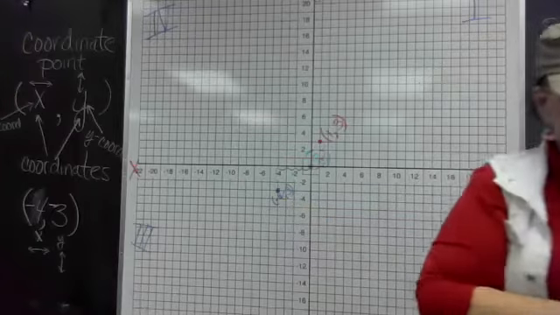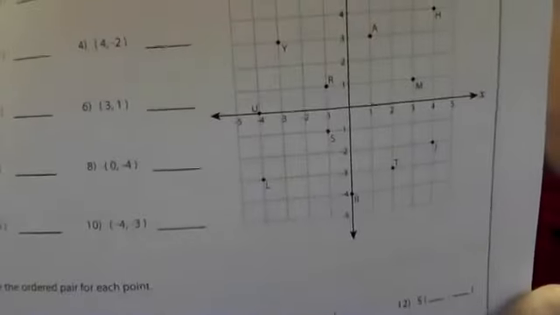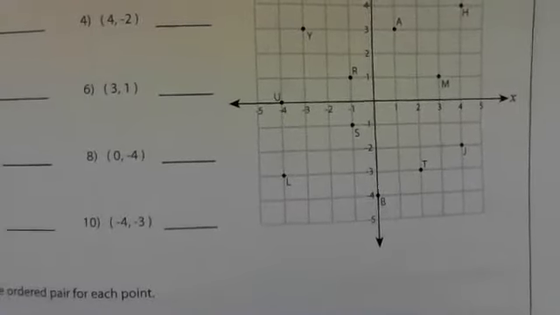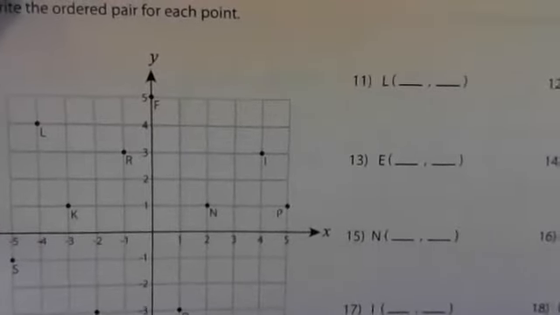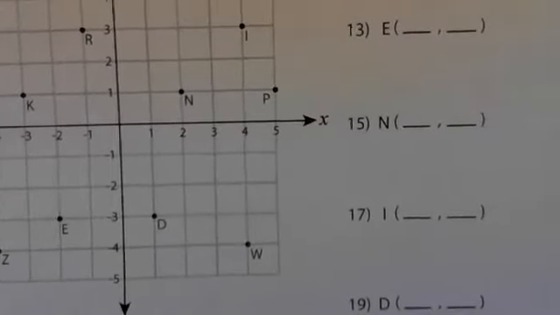And on your worksheet, which one is that one? -4, -3, what point? L. L. So that's what you're going to do here on the first part of this worksheet. Let's look at the bottom. Now this time, they give you the letters and they say, tell me what that address is. So let's do D.